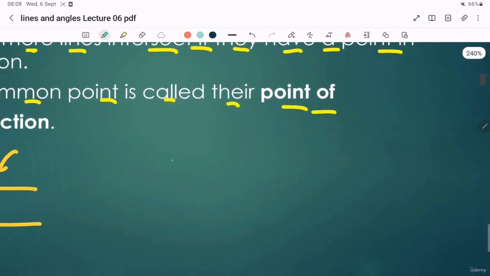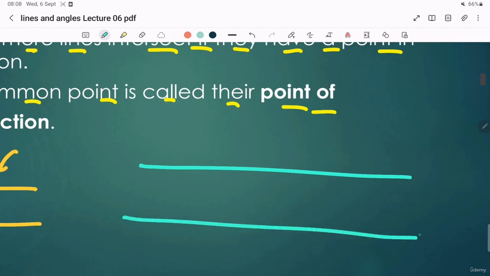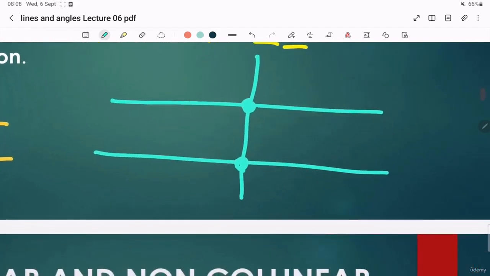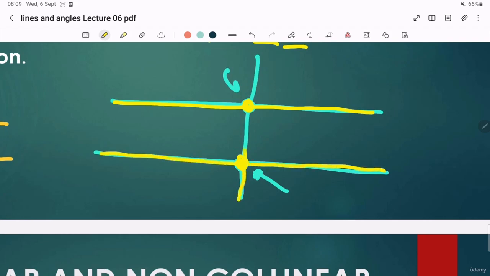Now let's say we have three lines. Two are like this and one is like this. So this point and this point is point of intersection. Now we have two points of intersection. One is this and another is this. This point is on this line and on this line also. So this is point of intersection. And this point is on this line and on this line also. So this is also a point of intersection.